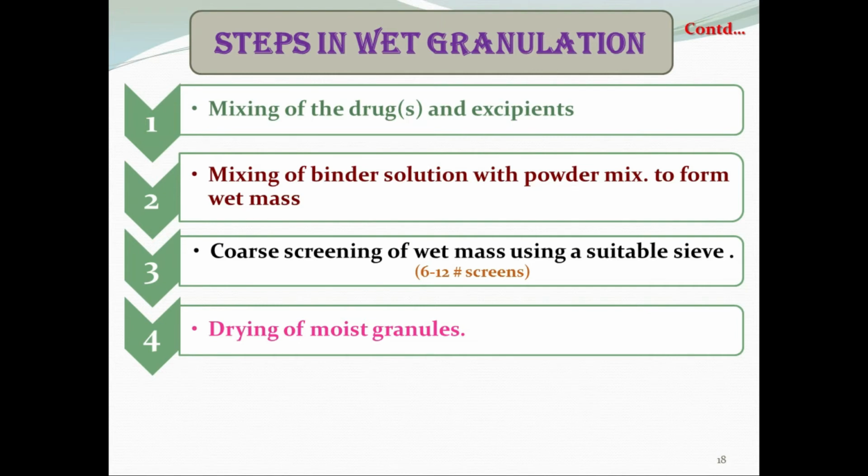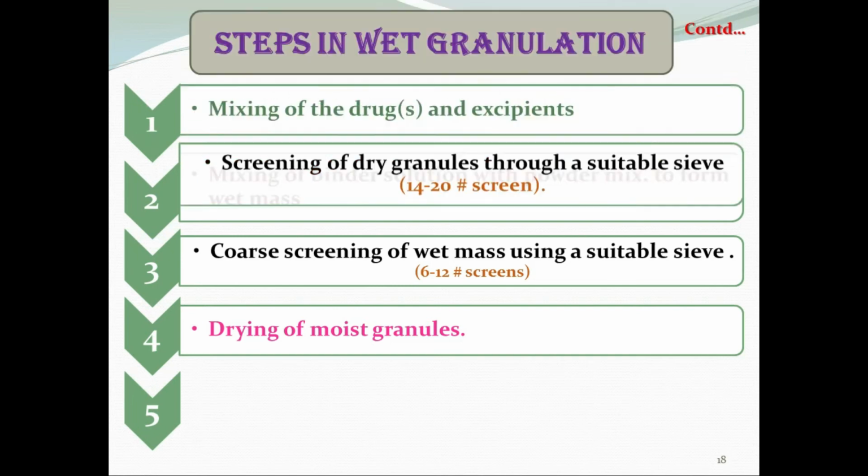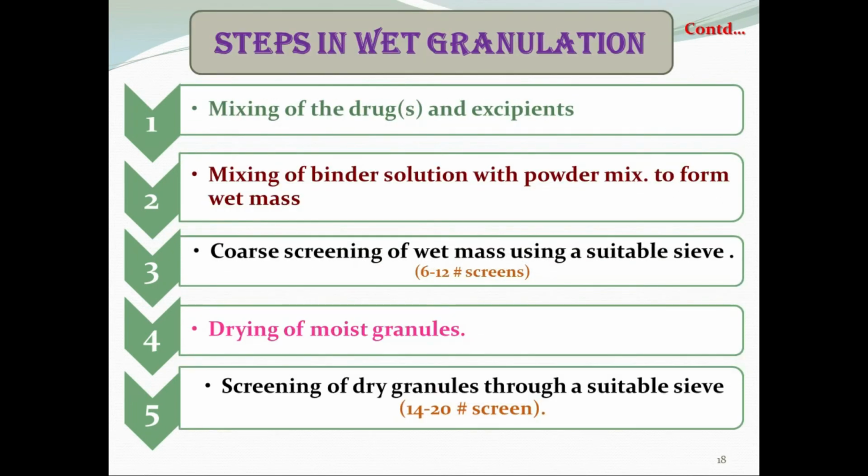Now we will dry these moist granules in a suitable dryer, like tray dryers. In those dryers we dry these granules, and lastly we again do the screening or sieving of granules through a suitable sieve, that is a 14 to 20 mesh screen, so that you get a uniform size of granules.